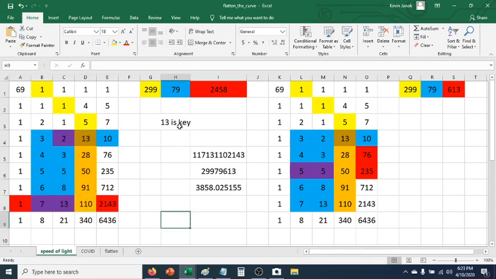2458. Okay. Now, 13 is the key because 13 is brown. Brown is common to all three of these ciphers. Same thing on this side. 13 is key to all of these because I reuse this cipher, I reuse this cipher. And then when you end to 79, right, you use these.